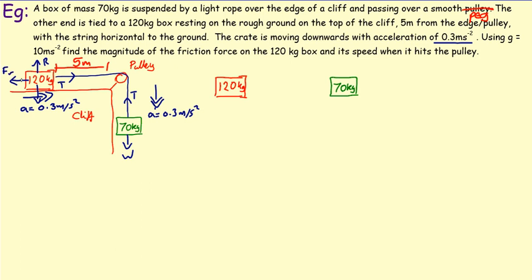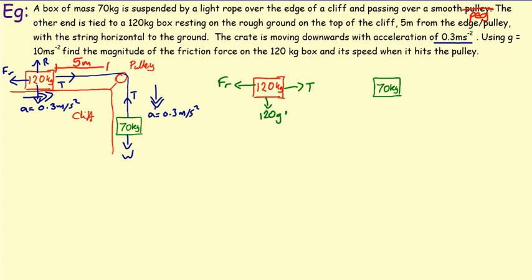So let's come over here to our diagrams of the separate objects so that it can just be a little bit clearer what's going on with each object. So first of all, for the 120 kilogram one, we're going to have the tension pulling it to the right and friction pulling it to the left. We don't know what the value of either of those are. We could put on our weight and the normal reaction, but we won't be using those in the rest of the solution.